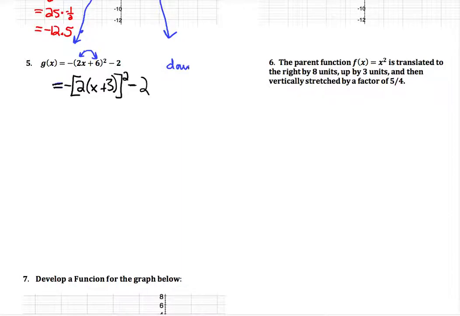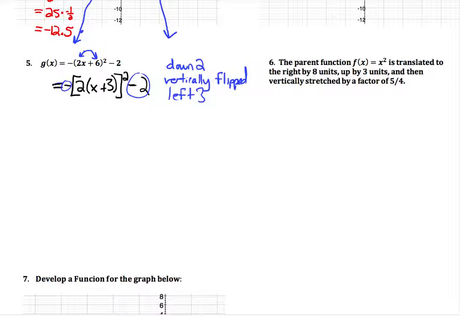I think it's going to be down by 2. It's going to be vertically reflected again. Looks like another one of those. Vertically flipped because of the minus out here. So we've taken care of that. We've taken care of this. Plus 3 inside is going to be left by 3 inside.